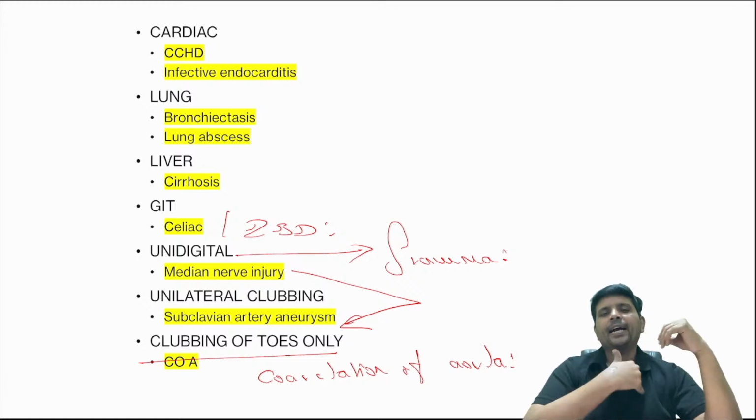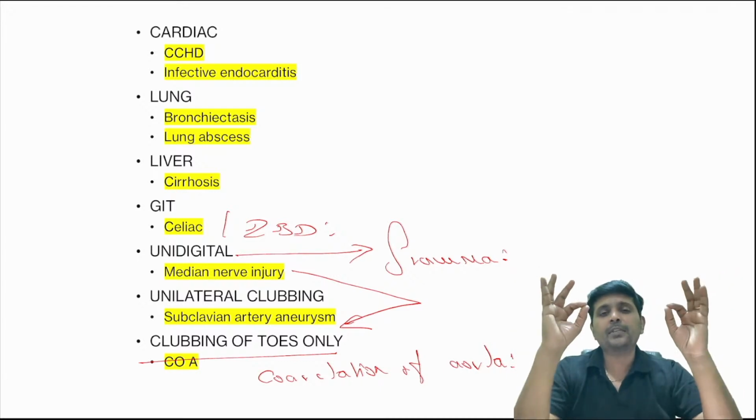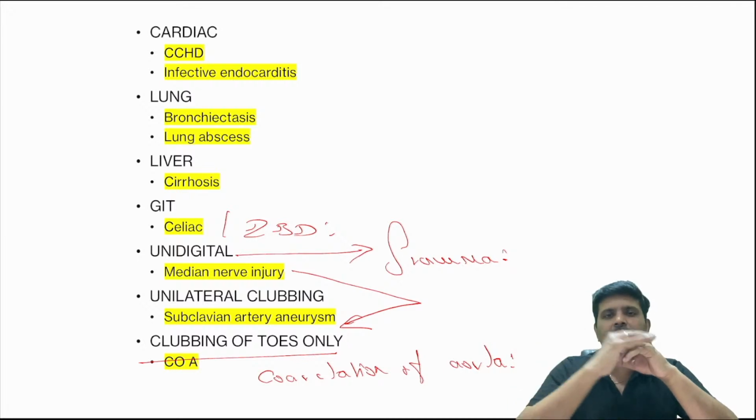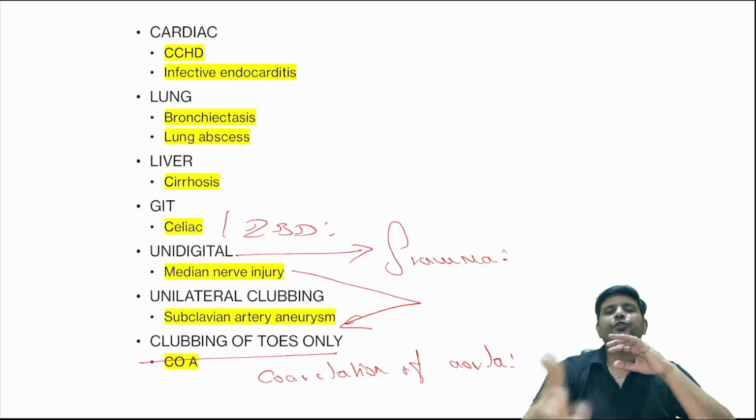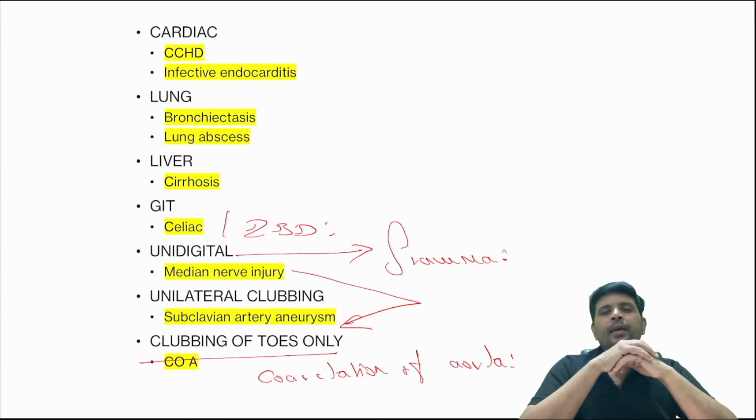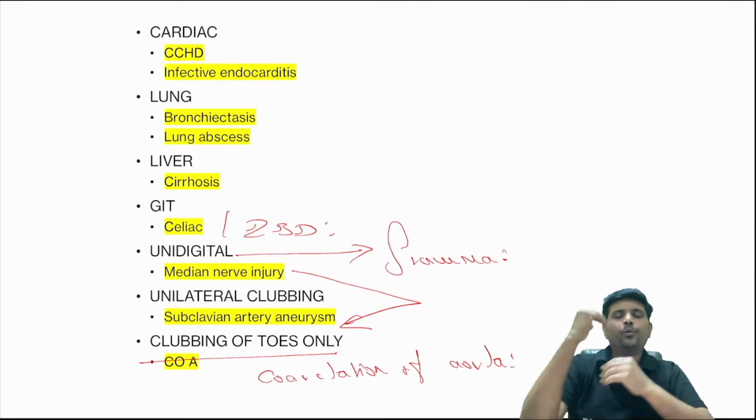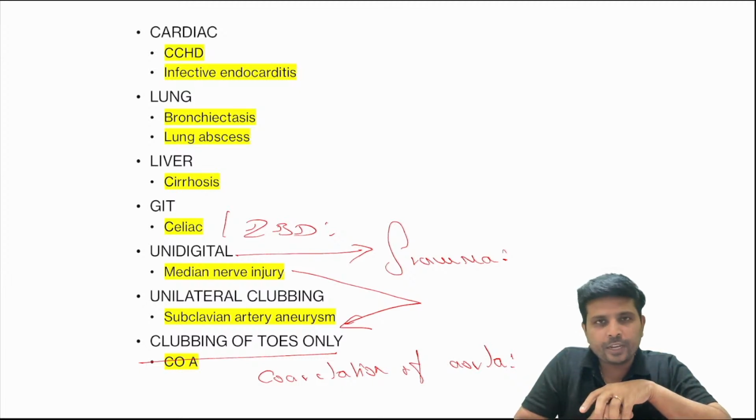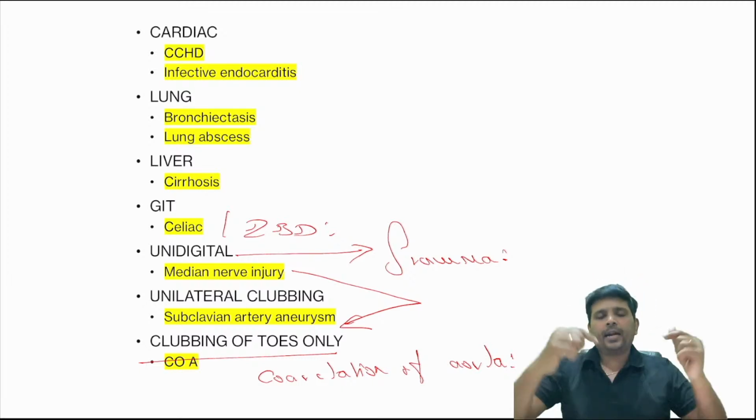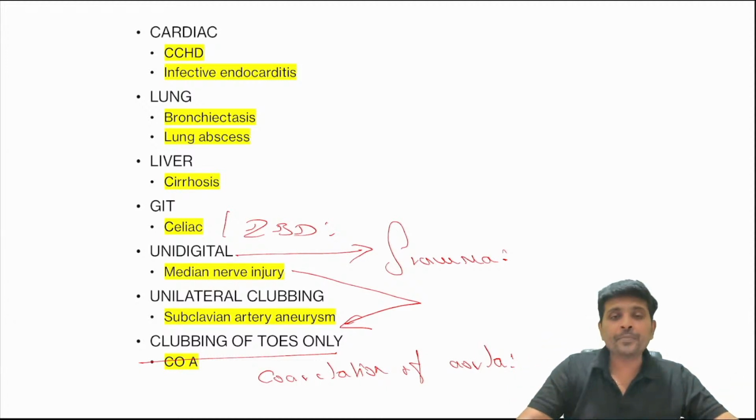The causes: cardiac, cyanotic congenital heart disease and infective endocarditis. Lung, abscess as well as bronchiectasis. GIT, celiac disease, inflammatory bowel disease, and liver cirrhosis. Unidigital clubbing is due to trauma. Unilateral clubbing, where only one hand is involved, is median nerve injury or subclavian artery aneurysm. And clubbing involving toes but not fingers is coarctation of aorta.